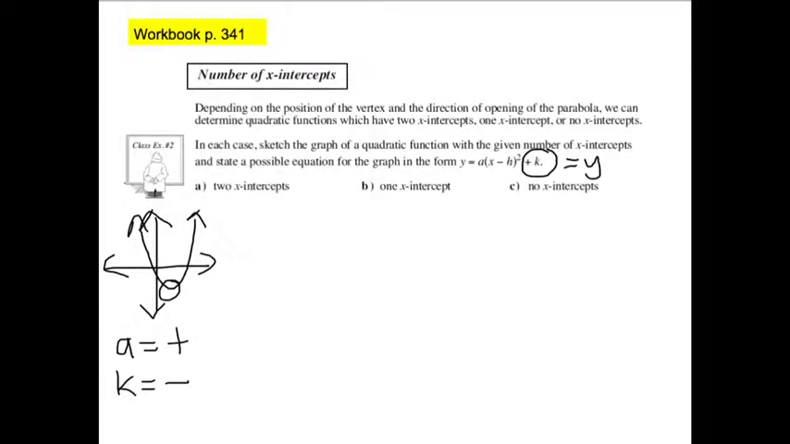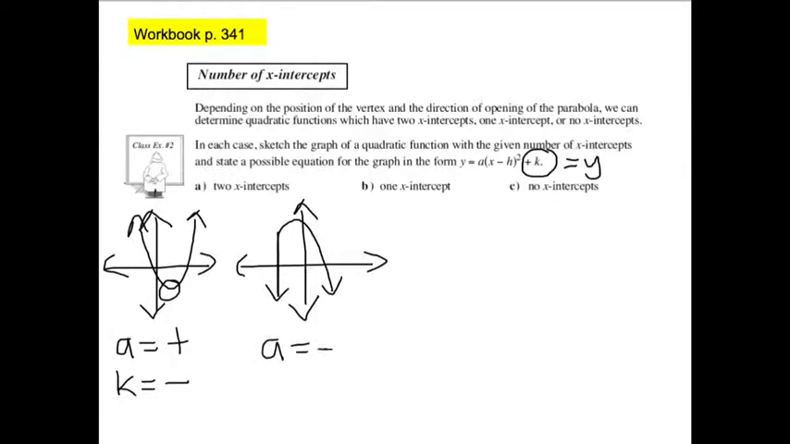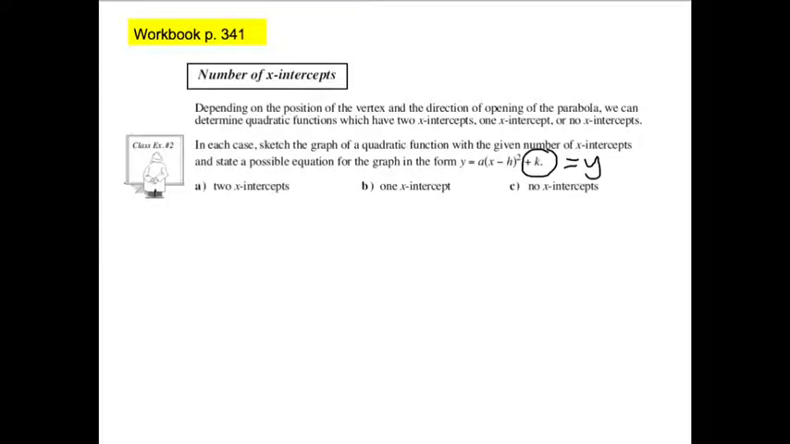The other way that this may work is you have the parabola facing down, but in this case the vertex would have to be above the x-axis. So A would be negative, but K in this case would have to be positive because the vertex is all the way up here. So let's just start off with this one right here, where we have a parabola facing upwards, something like that.